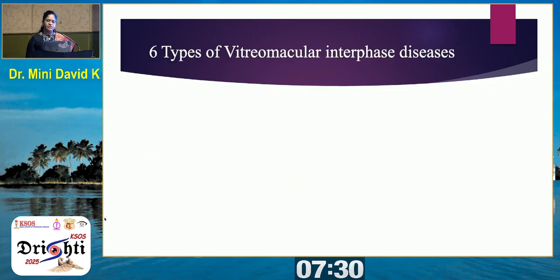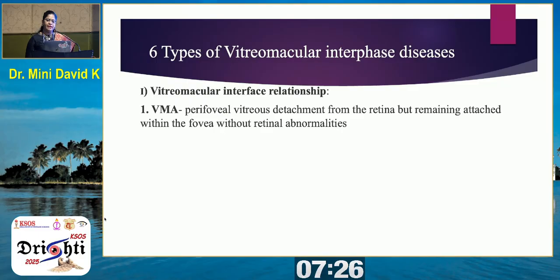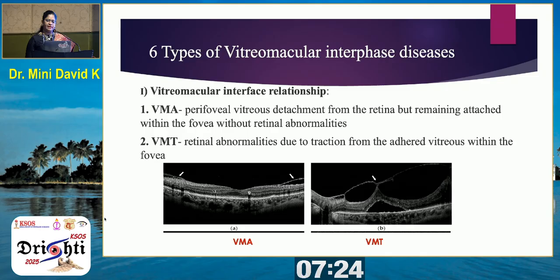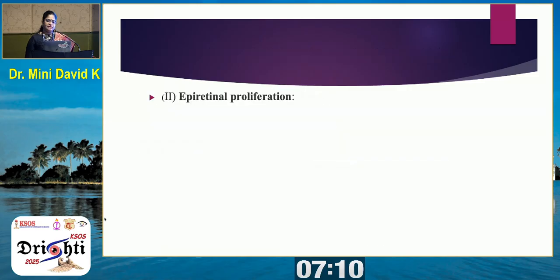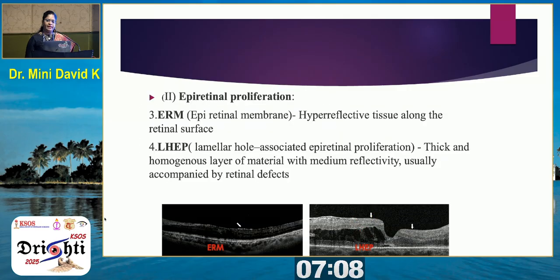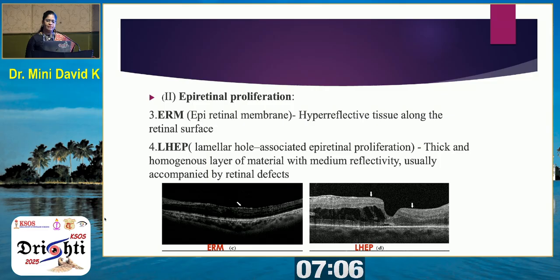There are mainly 6 types of vitreomacular interface diseases, depending on the vitreomacular interface relationship. It can be vitreomacular adhesion and vitreomacular traction. VMA is the perifoveal vitreous detachment from the retina but remaining attached within the fovea without retinal abnormalities. And VMT is the retinal abnormalities due to traction from the adhered vitreous within the fovea. And depending on epiretinal proliferation, it can be ERM and LHEP, epiretinal membrane and lamellar hole associated epiretinal proliferation.